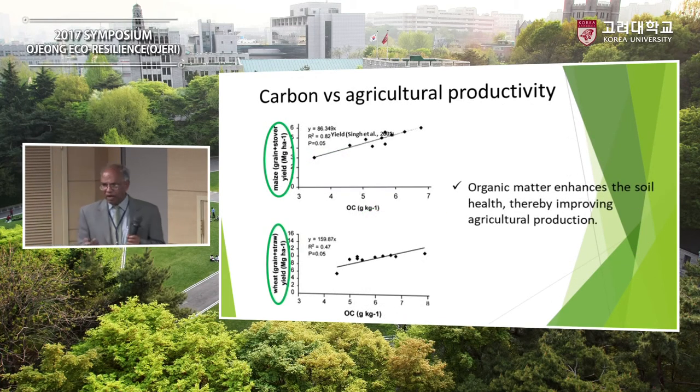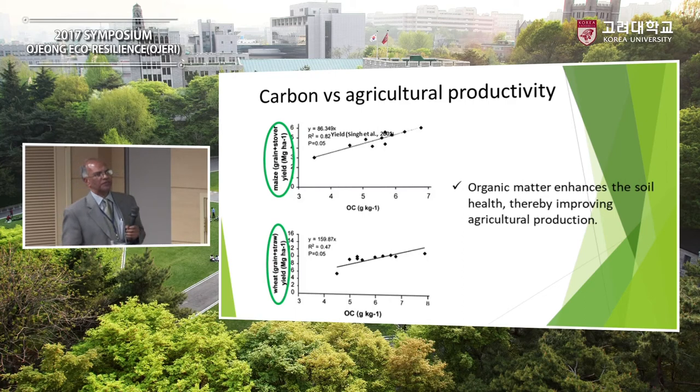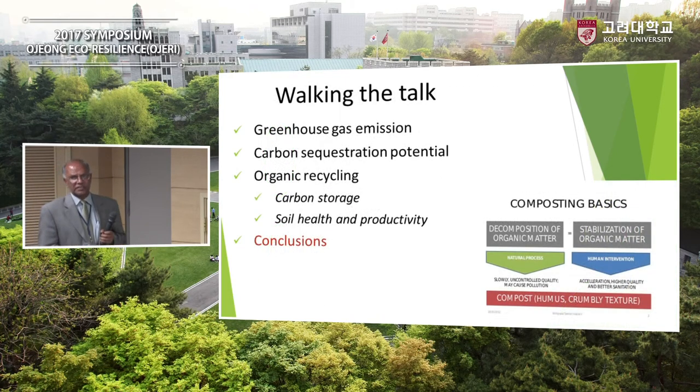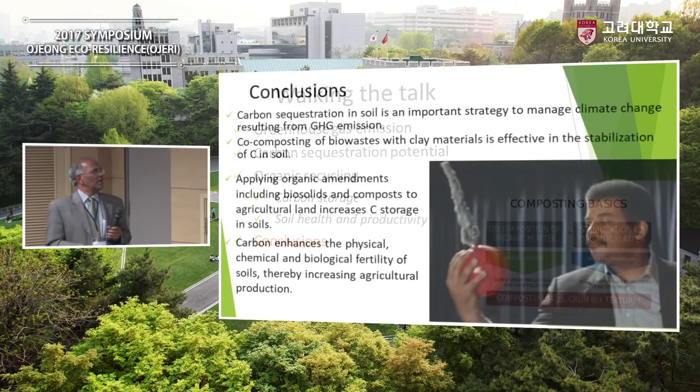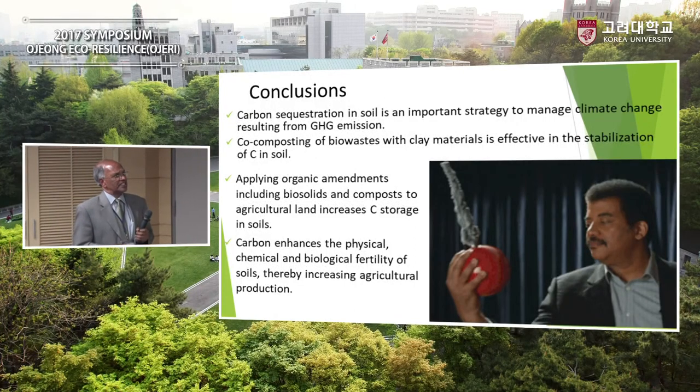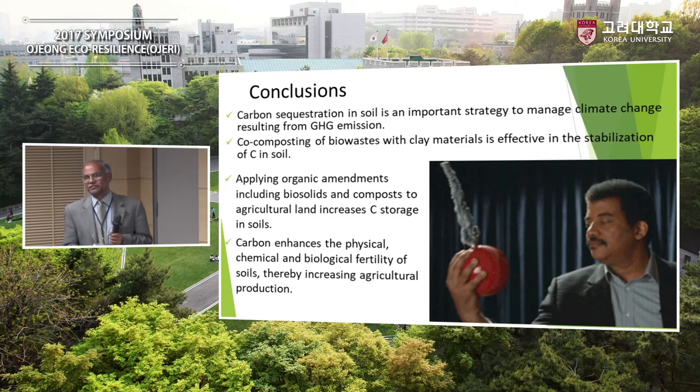Ultimately, for the farmer, it is how much you produce. You can improve the soil fertility, and you can see that by adding more carbon, you increase more maize, more wheat yield. Because at the end of the day, the farmer is looking for improving productivity. So organic matter enhances soil health, thereby improving agricultural production. So what are the conclusions? All the way from greenhouse gas, carbon storage, carbon health. Number one, carbon sequestration in soil is an important strategy to manage climate change resulting from greenhouse gas emission.